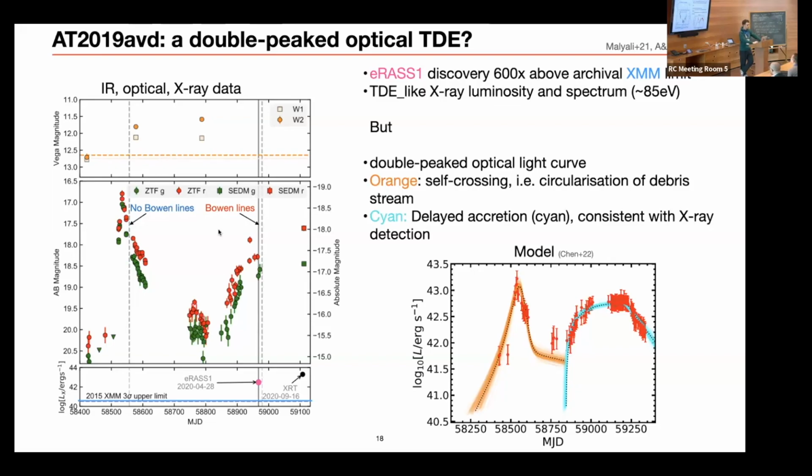And after we published this paper, there was another follow-up paper where they said that the first optical peak was associated with emission released from the debris streams self-intersecting and shocking and releasing the optical emission. And then the second peak here was associated with the delayed accretion onto the black hole. So we just showed this to show how difficult it can be to say that a given X-ray transient is actually a TDE.